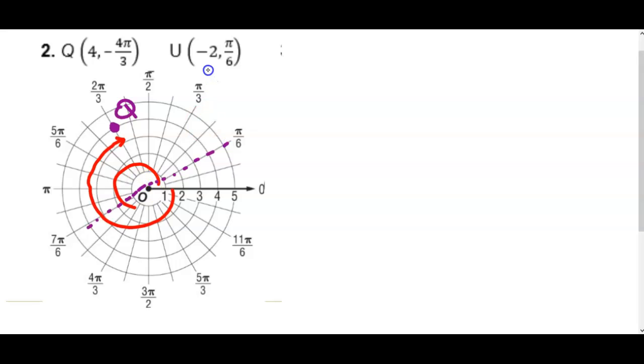Supposed to extend it across the circle and go backwards 2. So 1, 2 would be here.